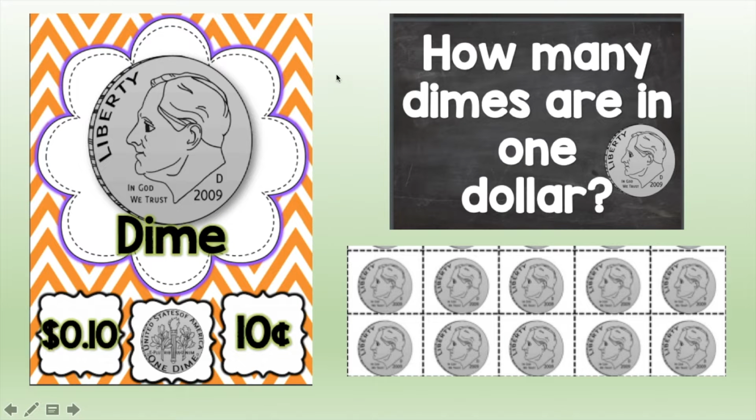Our next coin is worth 10 cents. It is the dime. Now, the dime is actually smaller in size than the penny, but it is worth more as it is worth 10 cents. If you look here, you see the 10 cent symbol. That means 10 cents. Another way to write it is 0.10, 10 cents. How many dimes are in $1? There are 10 dimes in $1.